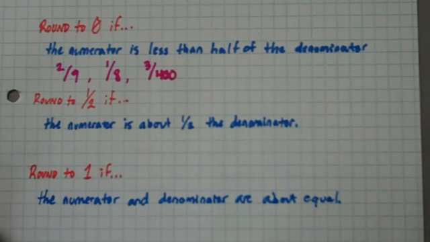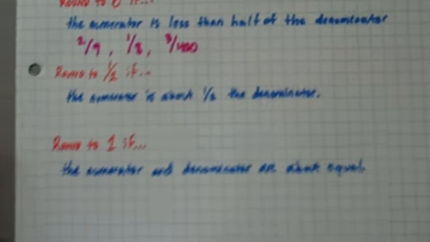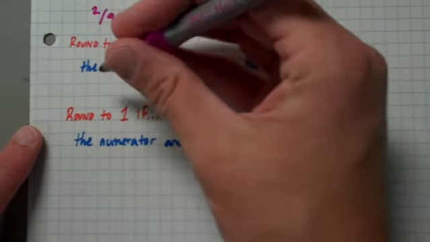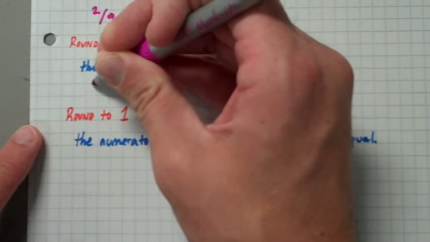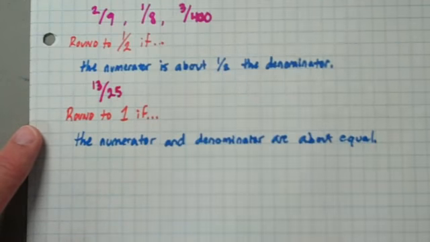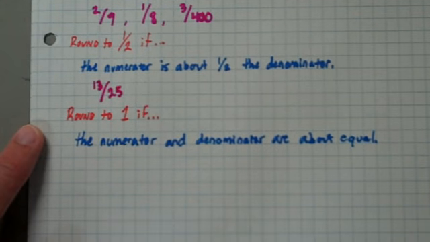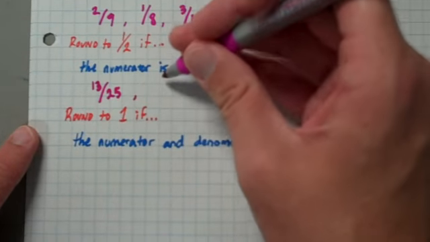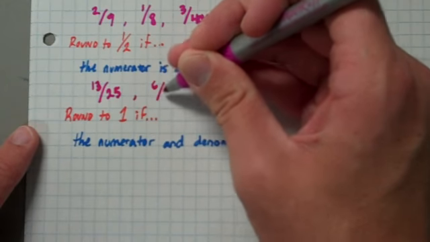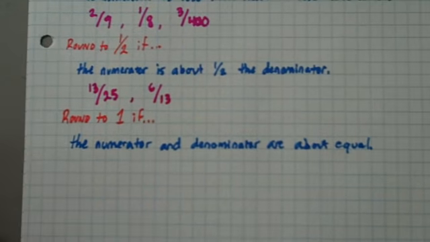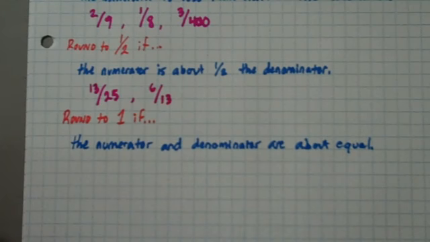Now, we want to round to a half if the numerator is about half of the denominator. Something like 13/25 would be a good example of where we'd round to a half, because 13 is about half of 25. Another example would be 6/13. 6 is about half of 13, so that would round to a half.